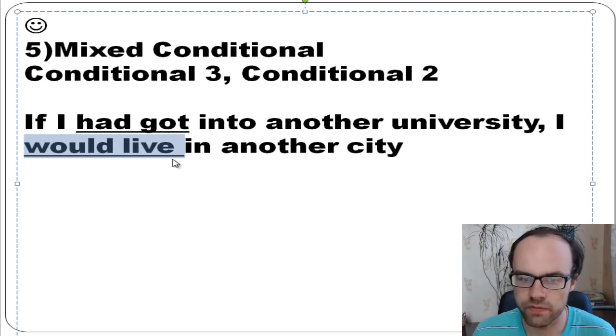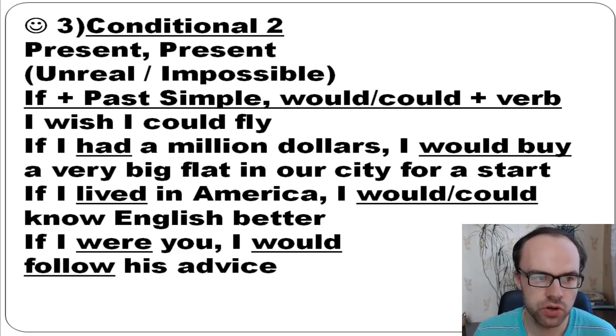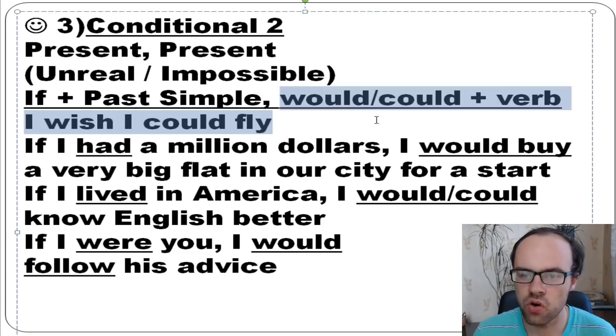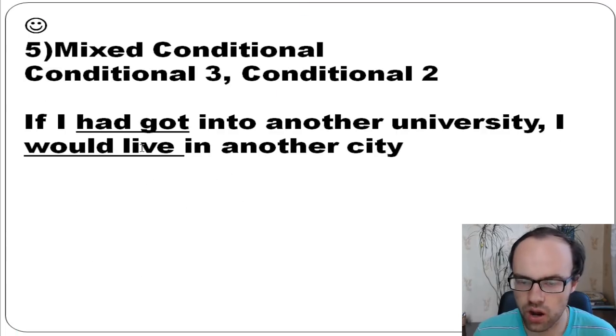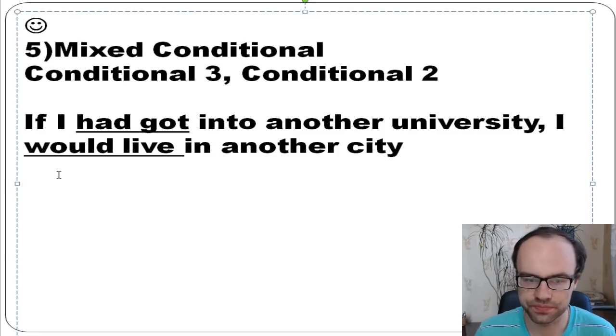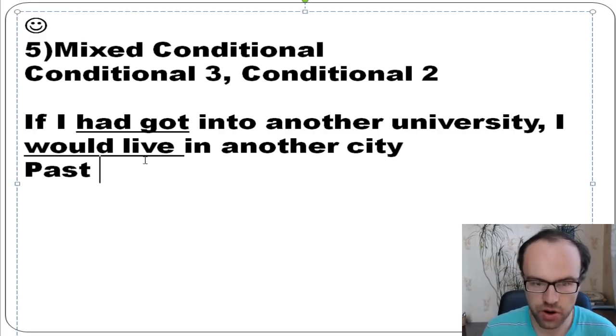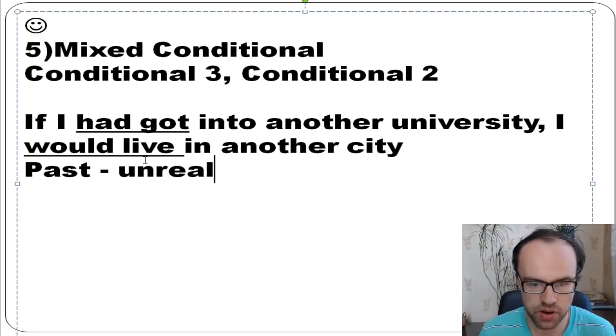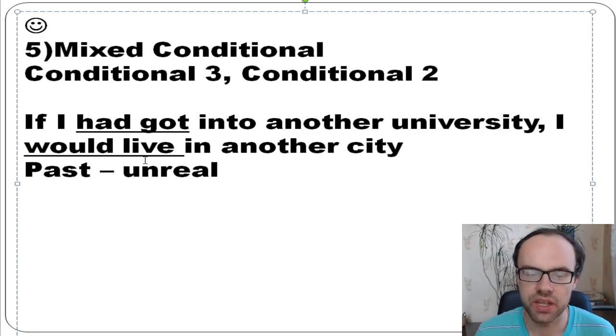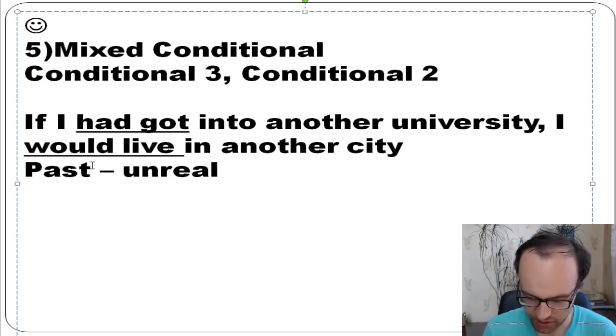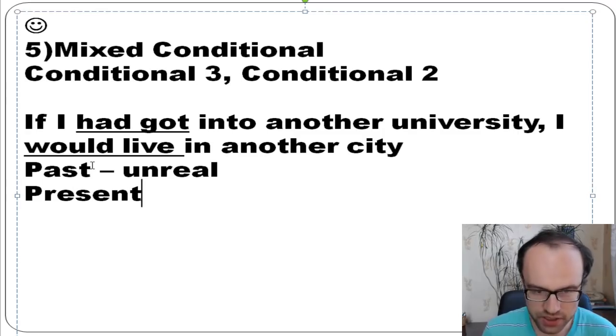So would plus verb, it's a part of the second conditional. So why do we use the second conditional? Because the first part is about the past unreal, and the second part is about the present unreal.